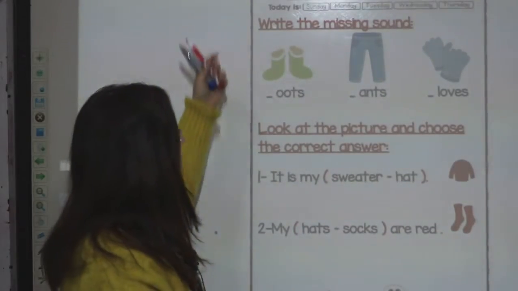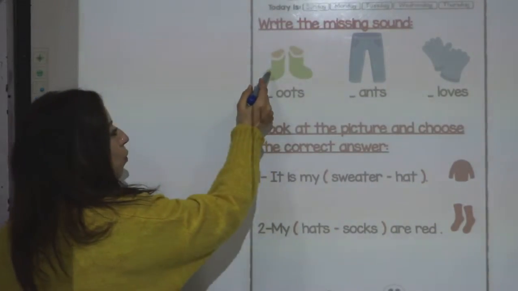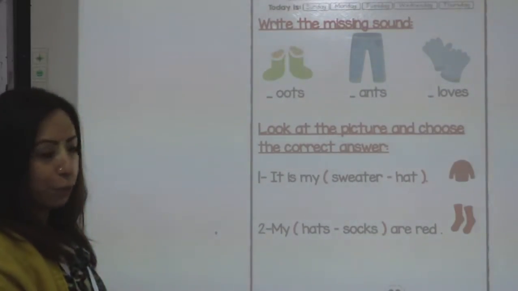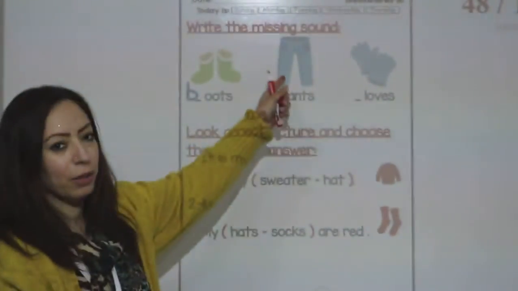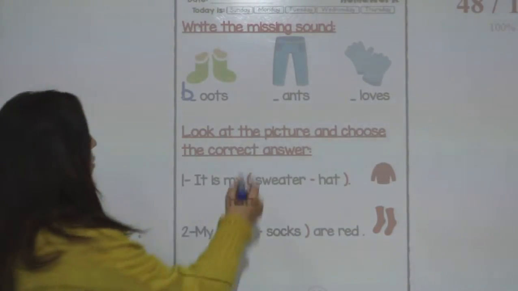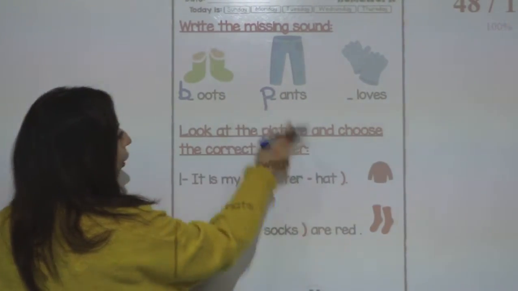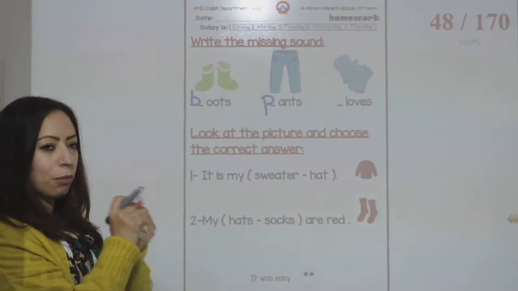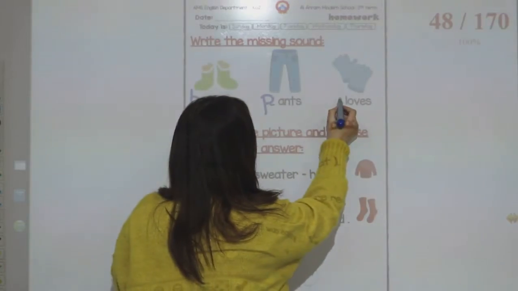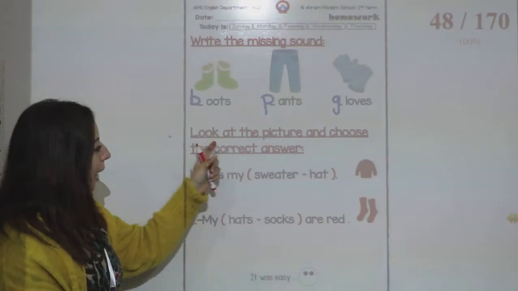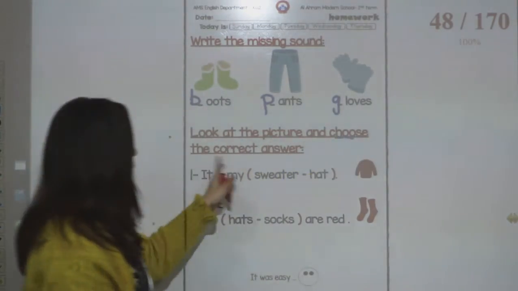Okay, here write the missing sound. What is this? We said that boots. What is the beginning sound of the word boots? B. Boots. And what about this? We said that this picture is pants. P-p-pants. Starting with P. And what about this? When I feel so cold, I put on my gloves. G-g-gloves. The first sound here, G.